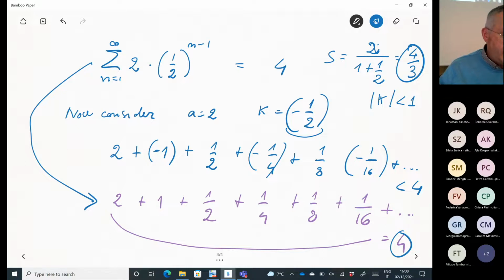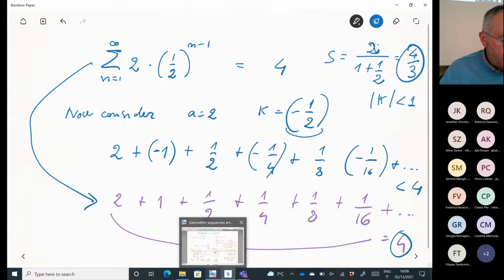So remember that when the common ratio is positive, you have all the terms of the same sign. When the common ratio is negative, the sequence displays alternating signs, okay? Positive, negative, or negative, positive, depending on the first term. So this is what we need.